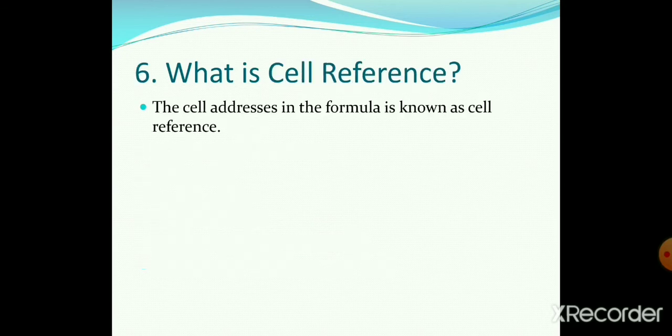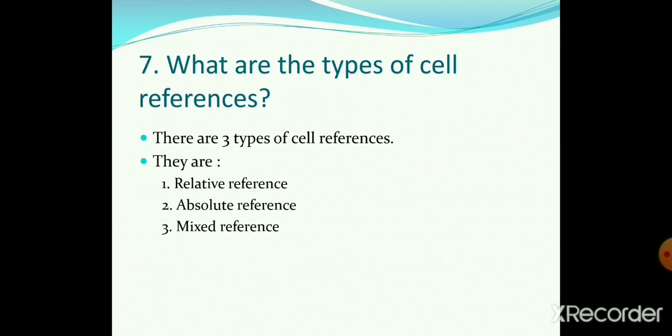Okay, now coming to what is the cell reference. Cell reference means the cell addresses. The cell addresses in the formula is known as the cell reference. Okay, now coming to the 7th question. What are the types of cell references? The 3 types of cell references are relative reference, absolute reference and the mixed reference.